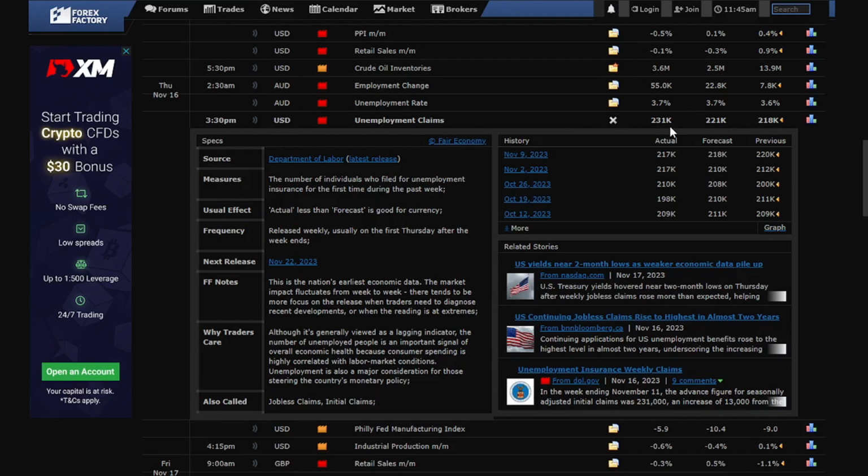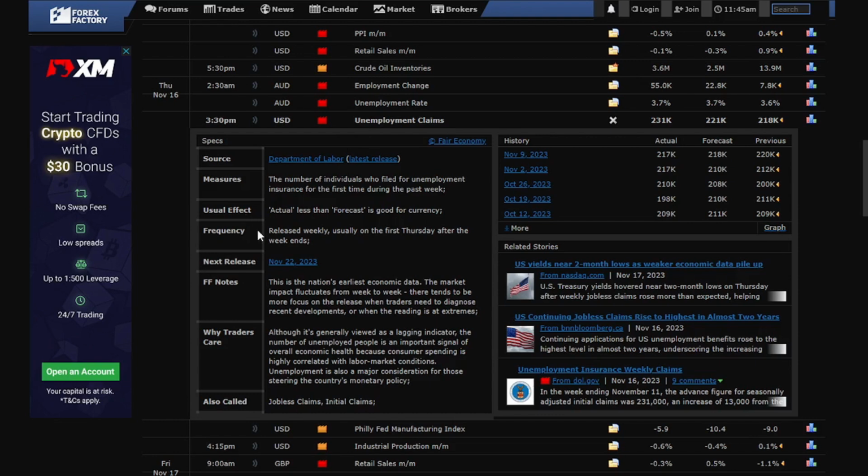Here the actual in this case is 231k, meaning that it is much bigger than what is forecast. So this one is bad for the currency pairs because many people have filed for unemployment. This number is bigger than what is forecast.